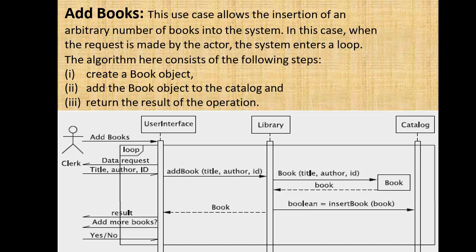Add a book: user interface, library and catalog. Because for one particular client, it can request multiple books. So the data is requested, the clerk gives its details, and add book is invoked. Based on the different arguments, an object is created, and the same object will be returned to the library. The library then inserts the book, and whether it is successful or not will result in a boolean. The same result will be sent back to the clerk.